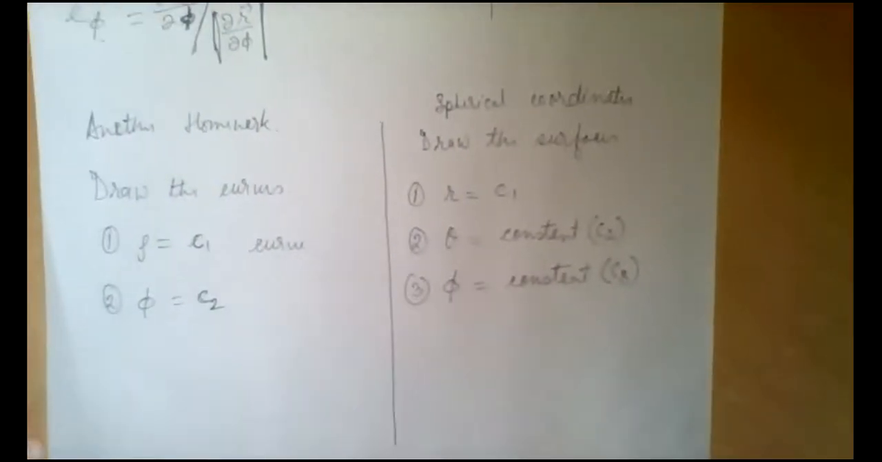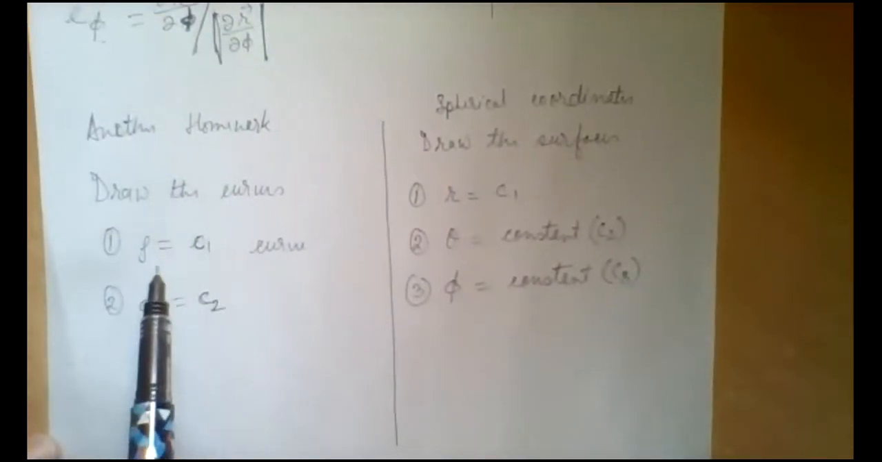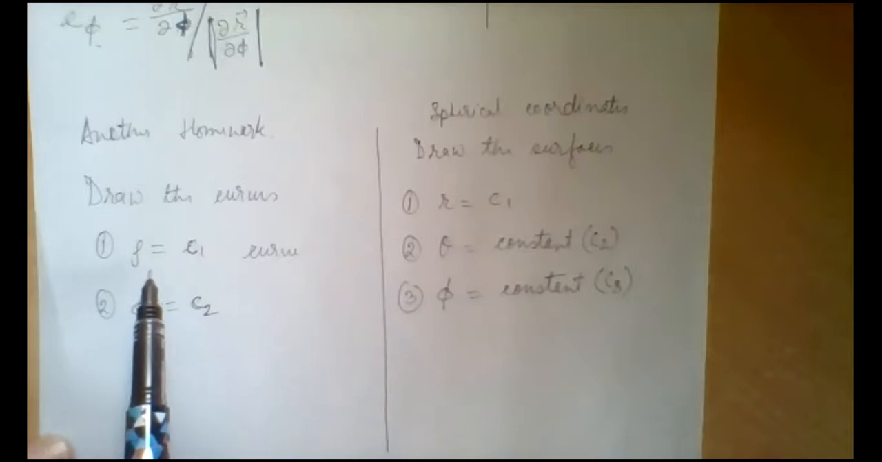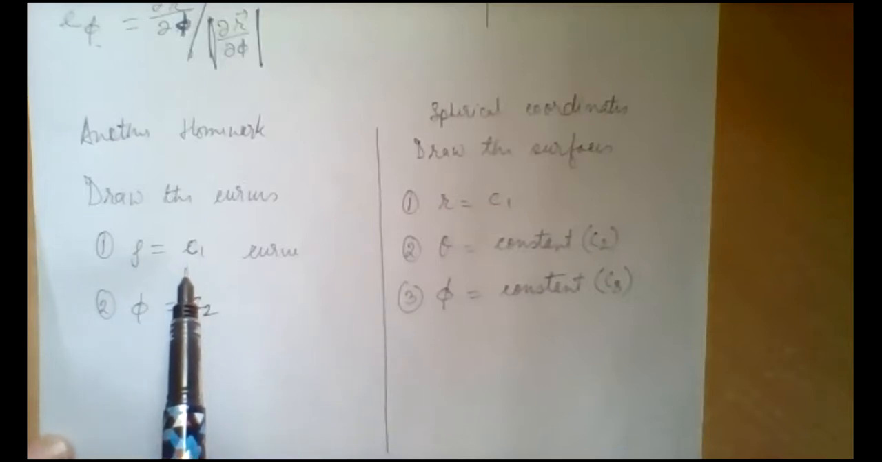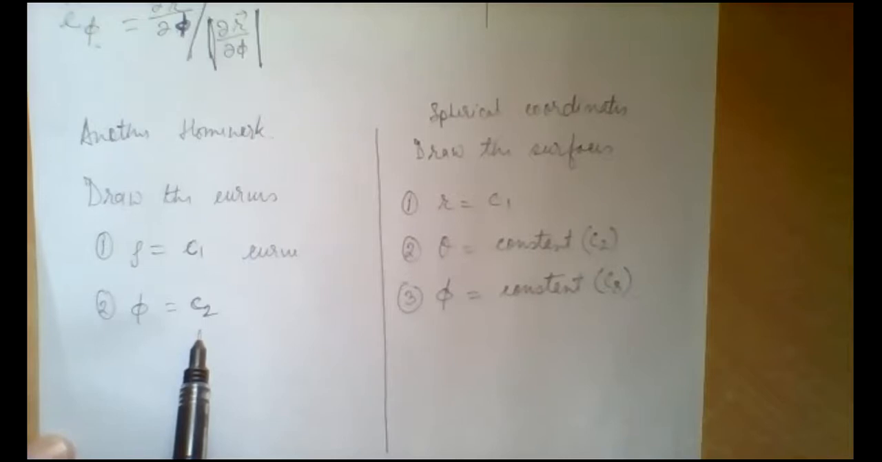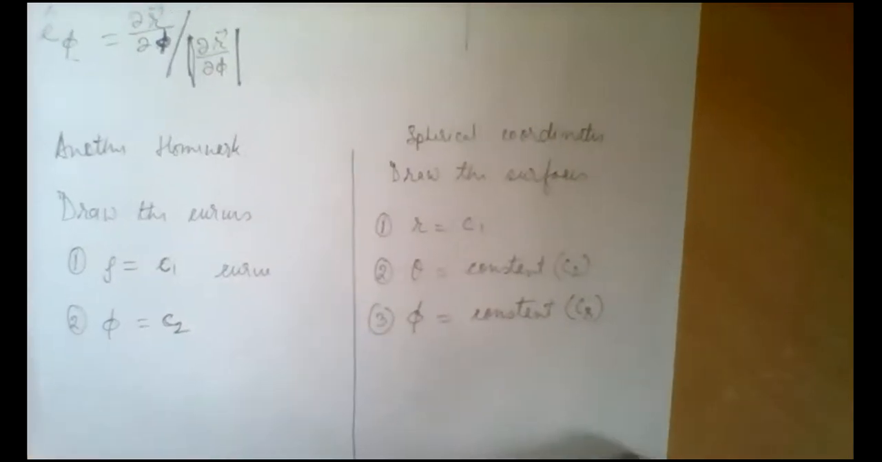And then I asked you to find the following. Draw the curves rho equal to C1 and phi equal to C2 as homework. Rho equal to C1 is actually a circle of radius C1, and phi equal to C2 is a line which is inclined at an angle phi to the x-axis.